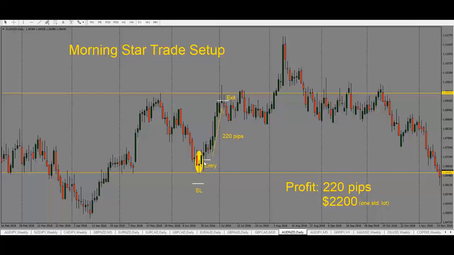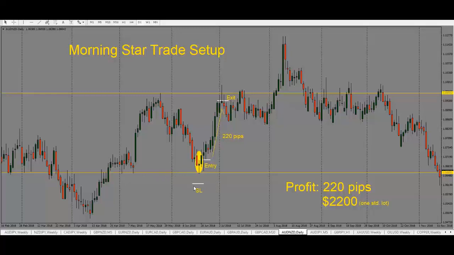So in this case, we look for a bit of a pullback and we are looking to enter the trade long because now we expect the price to go higher. A Morningstar trade setup is a bullish reversal signal. So we're looking for price to move up from here. And this again is corroborated by our support and resistance right here as well.